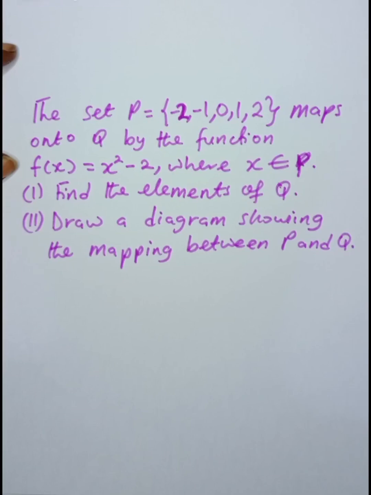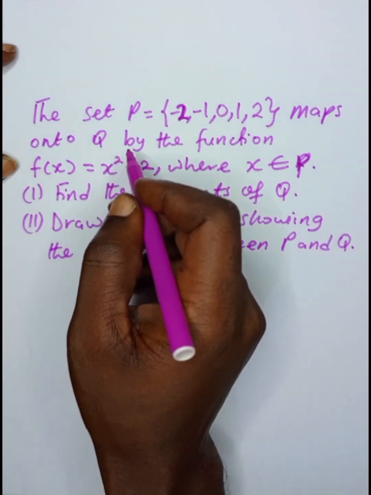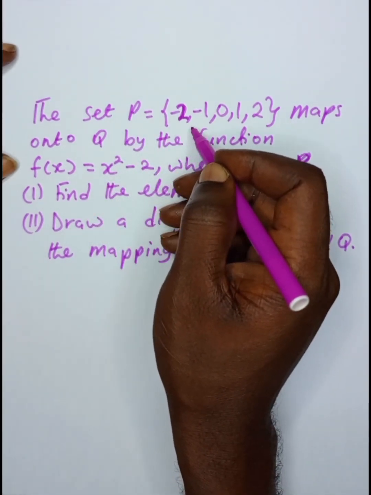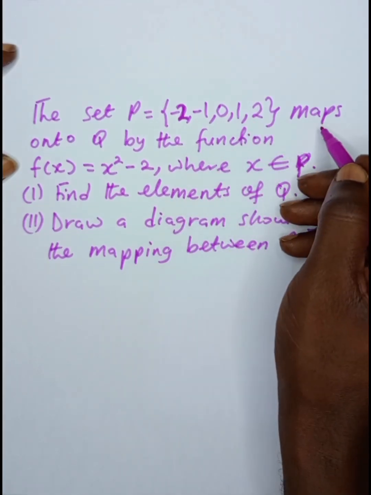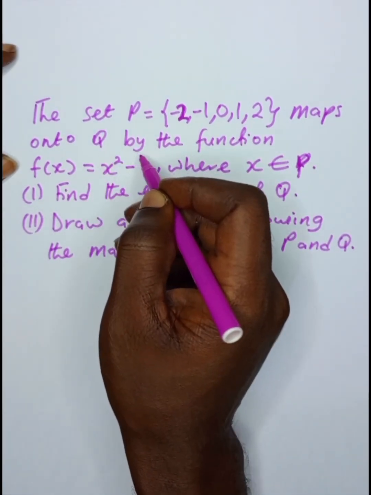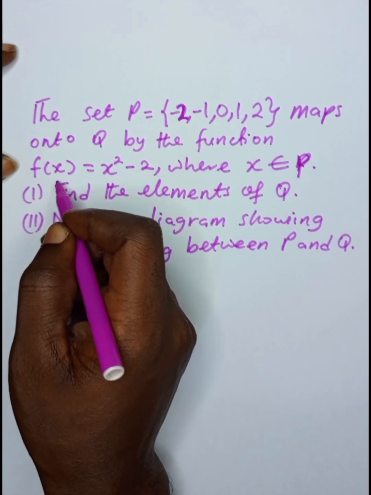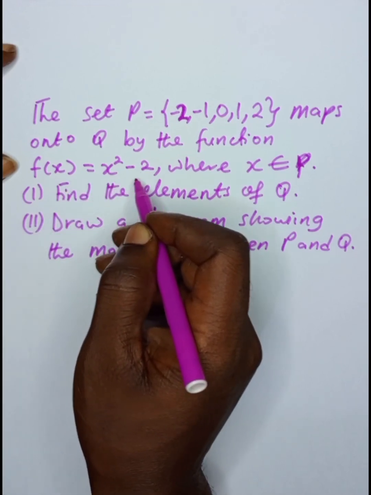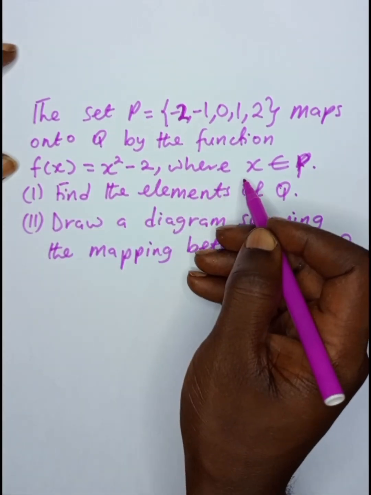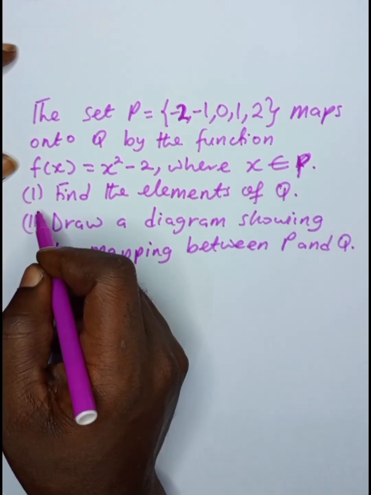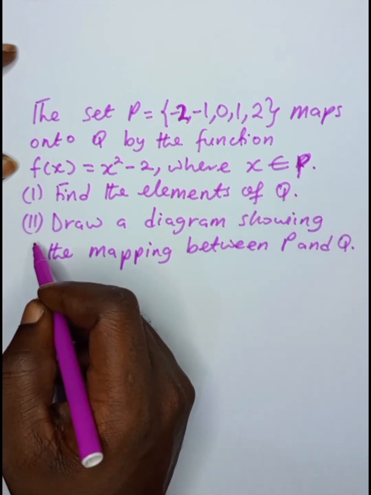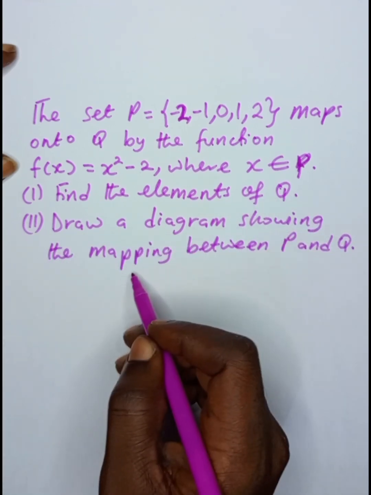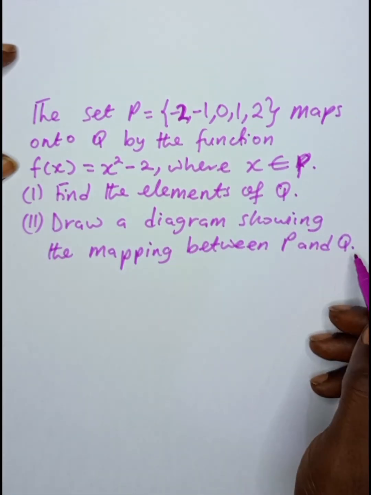WASSCE July 2006, question 9C. The set P equals {-2, -1, 0, 1, 2} maps onto Q by the function f of x equals x squared minus 2, where x belongs to P. (i) Find the elements of Q. (ii) Draw a diagram showing the mapping between P and Q.